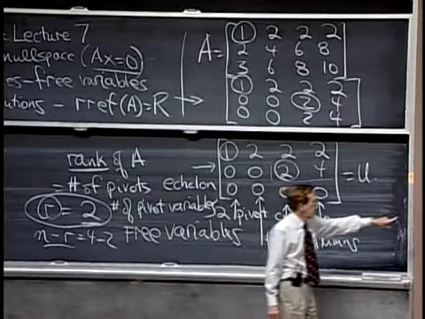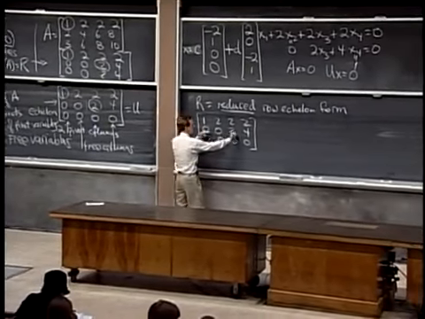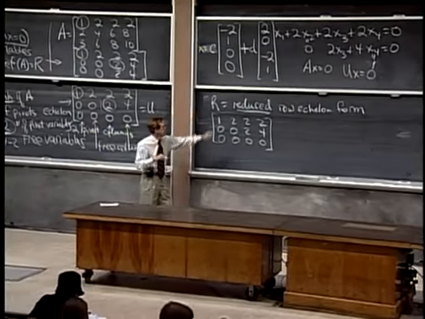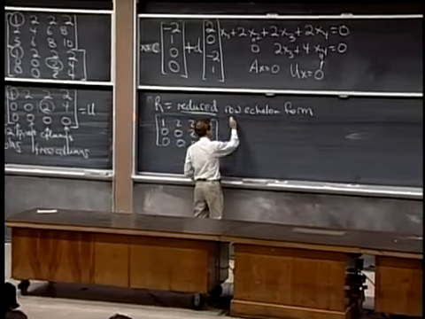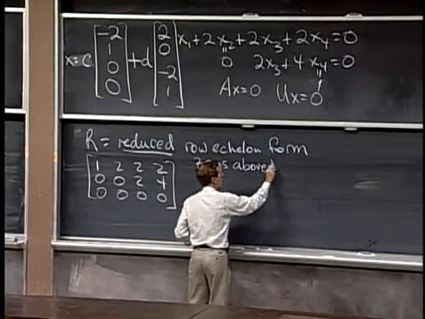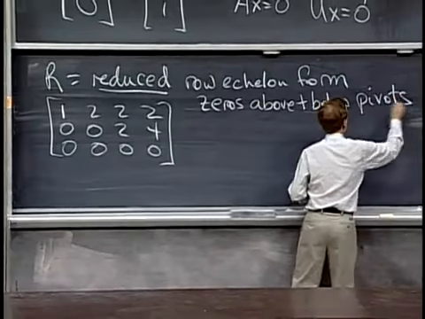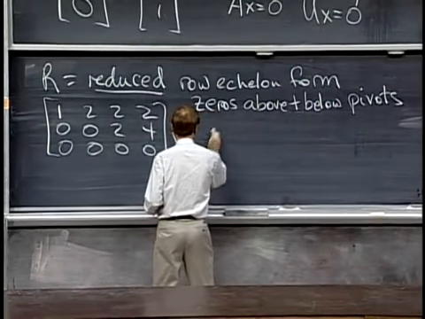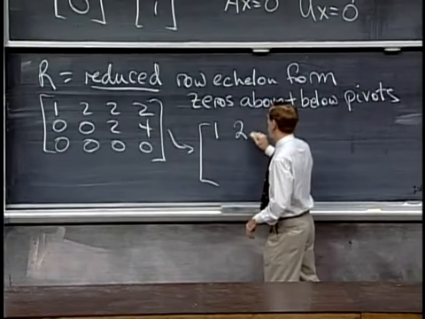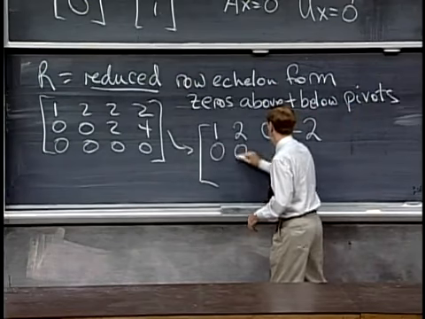Okay, so we got this far. Now, how can I clean that up further? I can do elimination upwards. I can get 0 above the pivots. So this reduced row echelon form has zeros above and below the pivots. So let me do that. Now I'll subtract 1 of this from the row above. That will leave 0 and a -2 in there. And that's good.